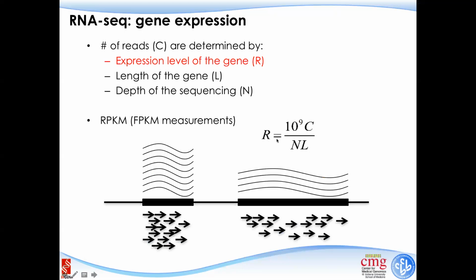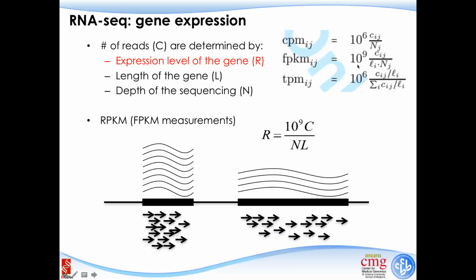Keep in mind, please remember this formula. The 10 to the power of 9 may not be that important, but C is on the upper side. C is the number of counts mapped to one gene, N is the total counts in that sample, and L is the gene length. With this normalization, we can get the relative abundance of each gene in each sample.